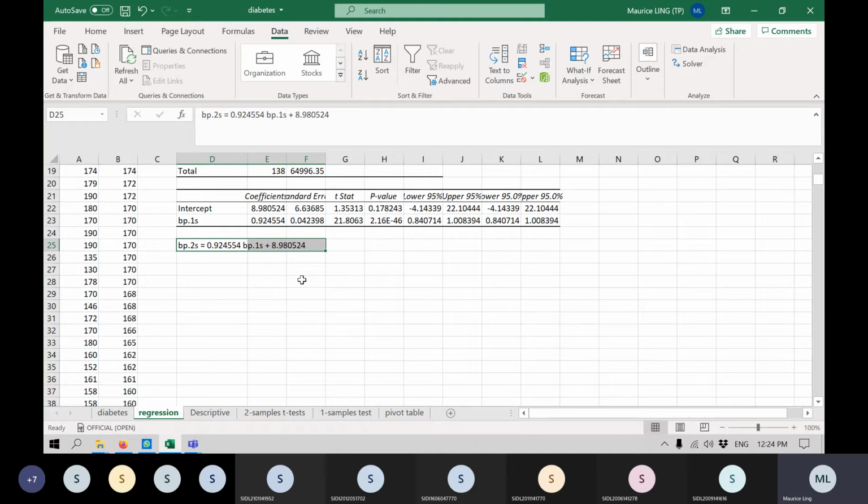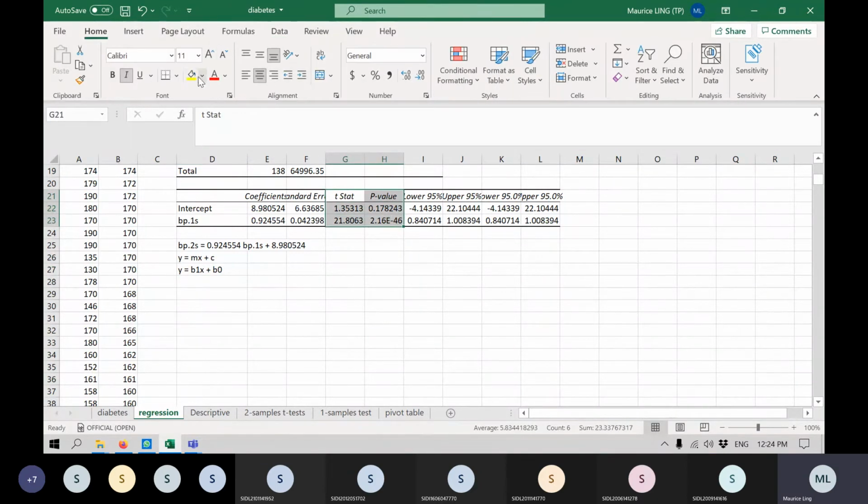For each one, it's quite interesting to test. It actually asks: is this coefficient for the first systolic blood pressure equal to 0? Here, you base it on your y equals mx plus c. In statistics, we tend to write it as y equals beta 1 x plus beta 0. So what are these values trying to say?